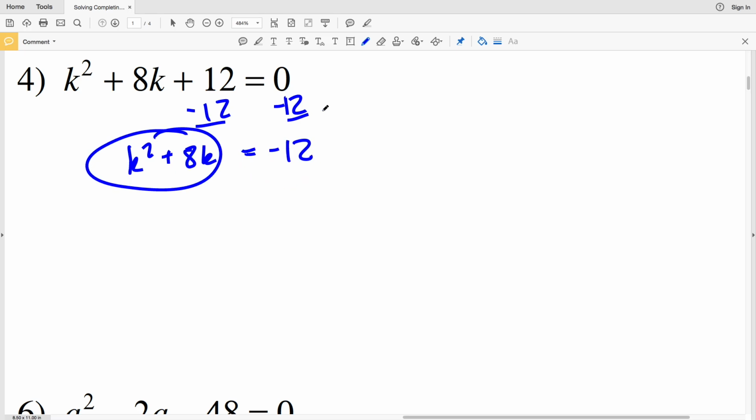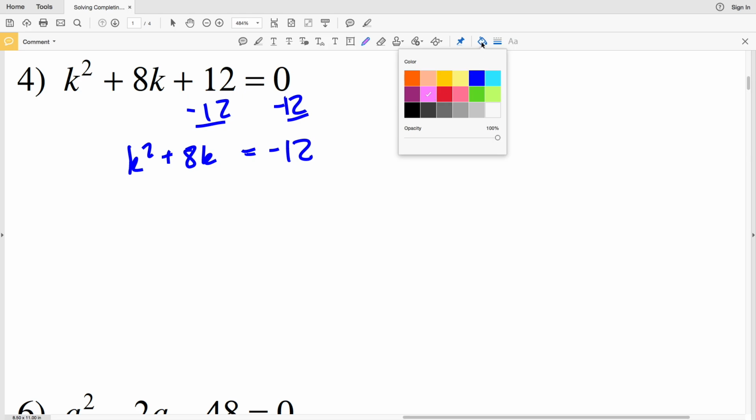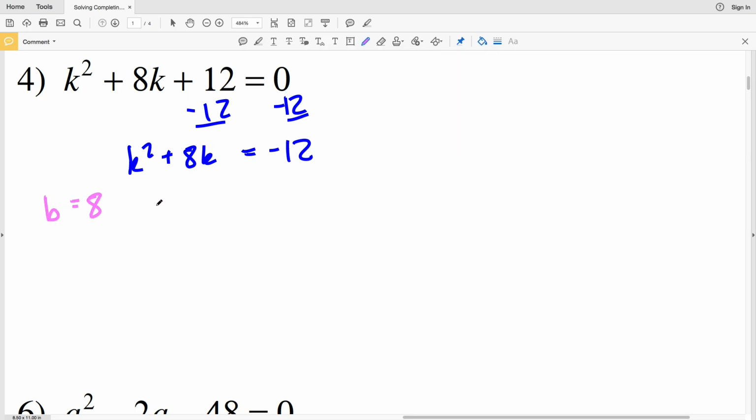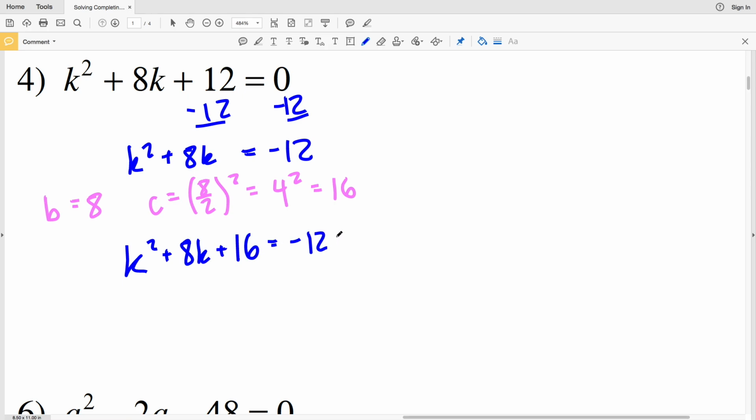Now I'm going to complete this square on my left-hand side by adding c. b in this case is equal to 8. So my c value, (b over 2) squared, is going to be (8 over 2) squared, which equals 4 squared, which is 16. So now my equation will be k squared plus 8k plus 16 equals negative 12 plus 16, since we're adding 16 to both sides so that we do not change the value. Now, k squared plus 8k plus 16 is in the form of a squared plus 2ab plus b squared, where my a value is k and my b value is a positive 4.